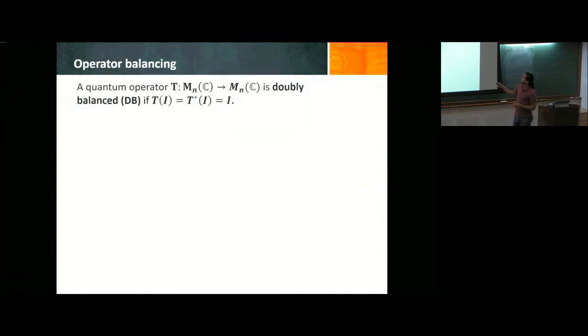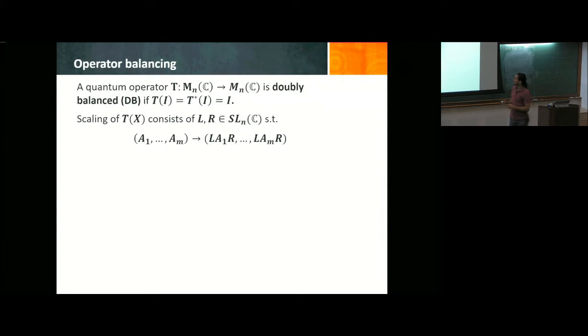So we say that a quantum operator is doubly balanced if, when I apply T to the identity and the dual to the identity, I get both of them be identity. This is the equivalent of the matrix having row sums all equal and column sums all equal. And the scaling of T, remember, T is given by a tuple of matrices A, consists of two matrices, left and right, which are invertible matrices of determinant 1. That's the left-right action that Ankit talked about in his previous talk. So the scaling here is I multiply all of the matrices at the same time on the left by L and on the right by R.